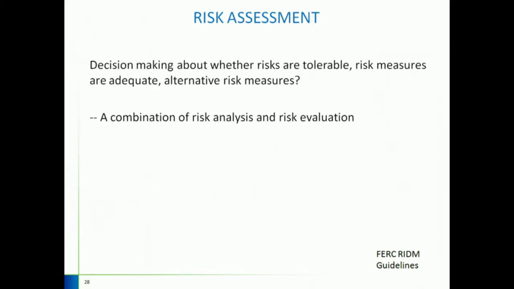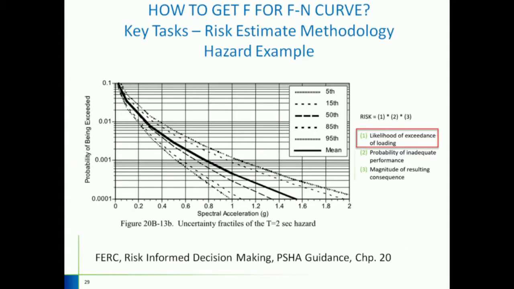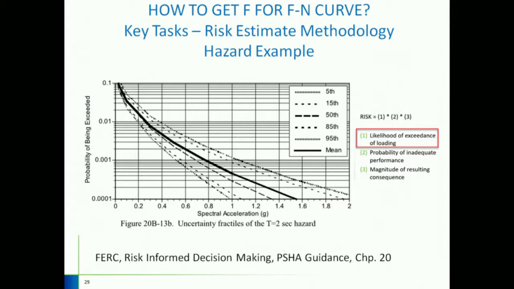The risk evaluation is examining and judging the significance of risk. Risk assessment is a decision-making process for deciding whether the risks are tolerable, risk measures are adequate, or you should implement alternative risk measures. It's simply a combination of the risk analysis and risk evaluation. So, how to get that FN curve? If you remember, we said that the first thing is the hazard, the second was the performance, and the third was the consequence. So the first part, the likelihood of exceedance of loading, is the hazard.